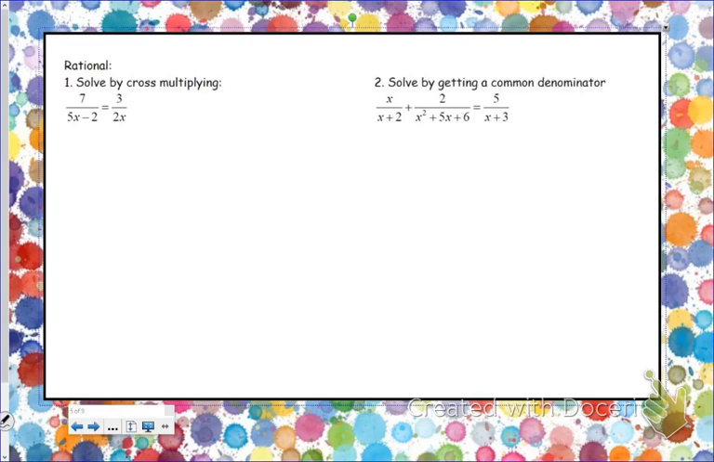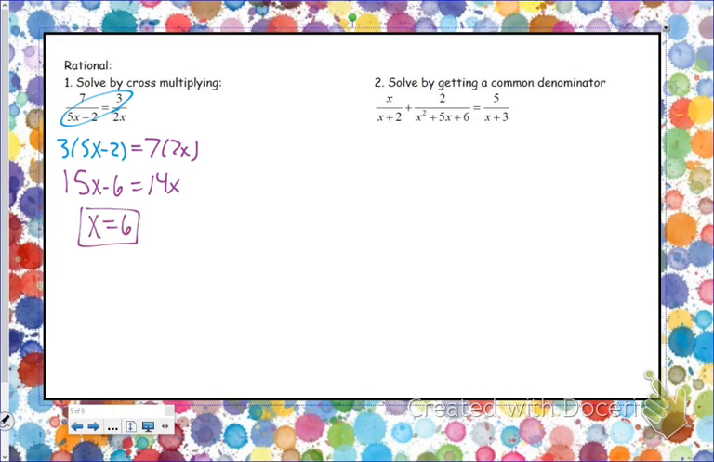Rational equations, there were two different methods that we could have used. The first one with rationals is you could have cross-multiplied. So cross-multiplying, I would get 3 times 5x minus 2 is equal to 7 times 2x. So 15x minus 6 is equal to 14x, and I get that x equals 6. Again, I have to double check and plug that back in to make sure it's not an extraneous solution. Typically, your extraneous solutions for rationals will be anything that makes the denominator equal 0.